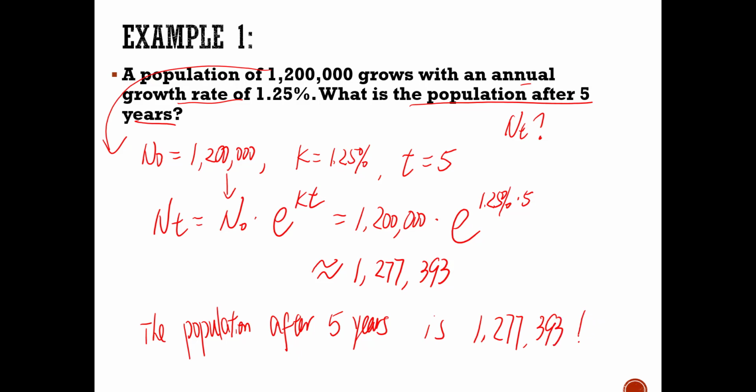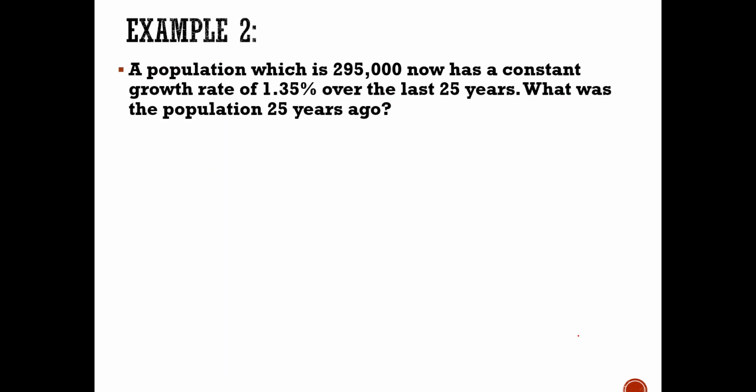Okay. So analyze the situation, assign a variable, given numbers, and then we solve for the unknown. All right. Second example, a population which is 295,000 now has a constant growth rate of 1.35% over the last 25 years. A constant growth rate is given. So K is given, 1.35%. Time T is given, 25 years. What was the population 25 years ago?